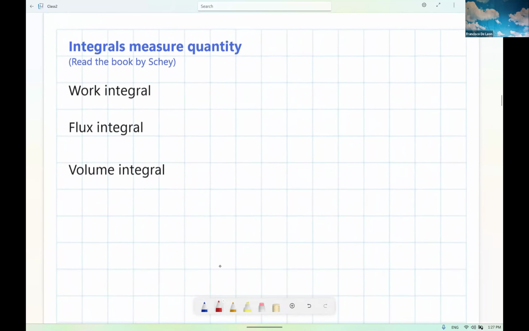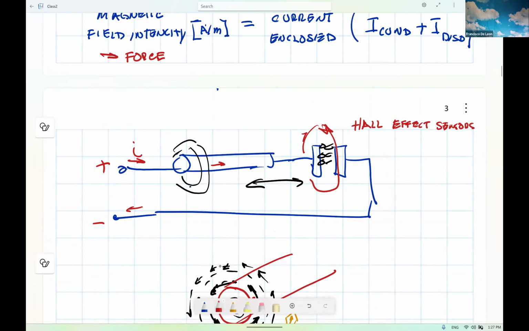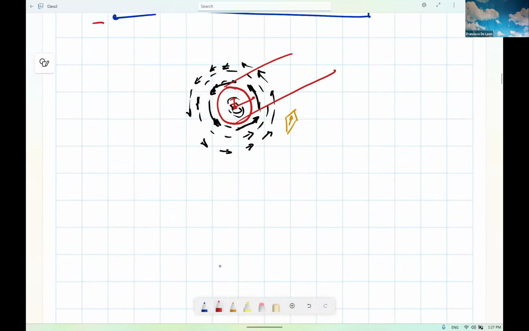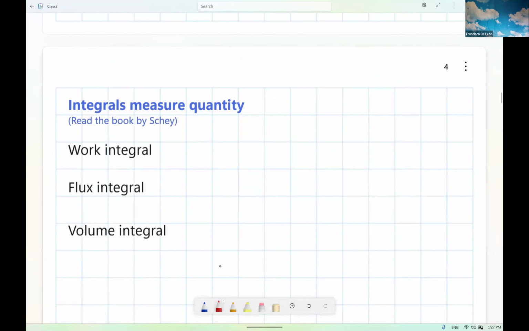For that, as you have seen, Maxwell equations are full of integrals. They are full of integrals: contour integrals, surface integrals, closed surface integrals, and volume integrals. So we have integrals. I have put there the book by Shea. I think Shea is the best description I've seen on the interpretation of these things.